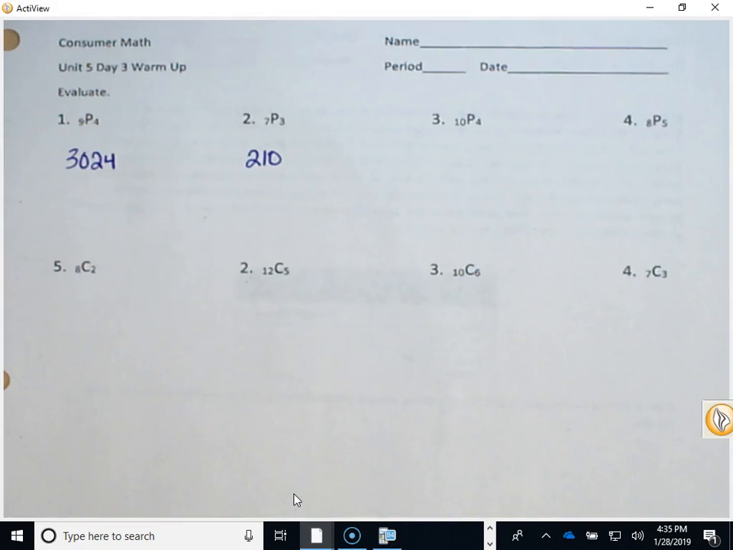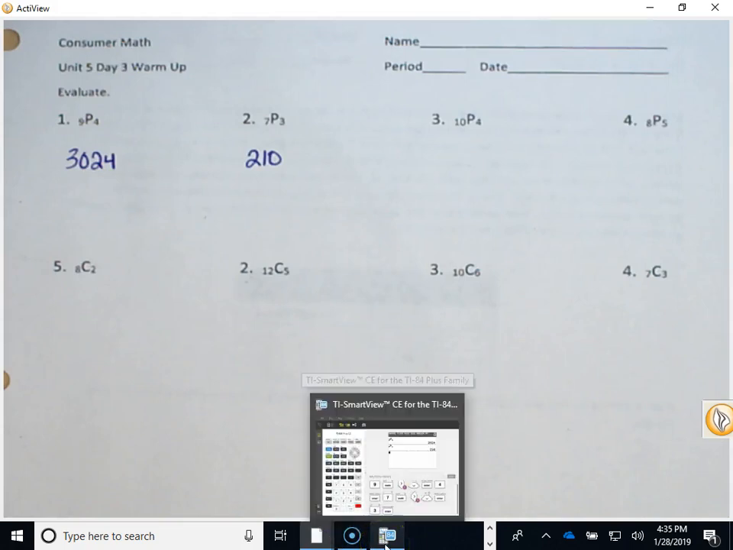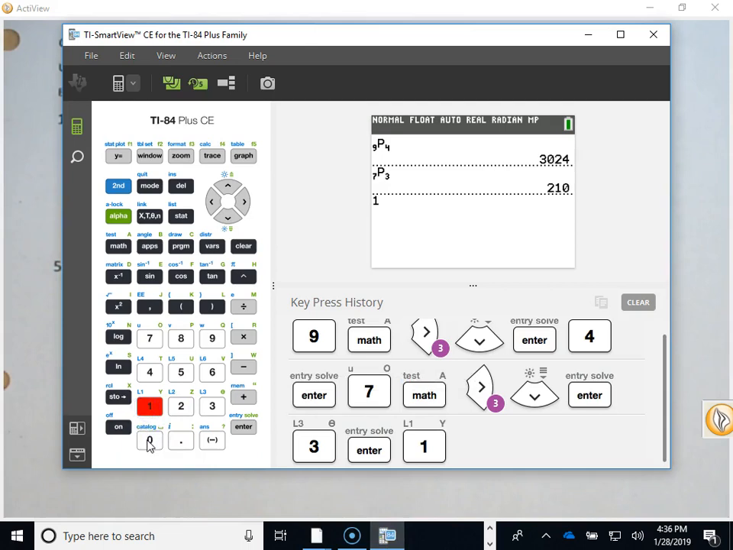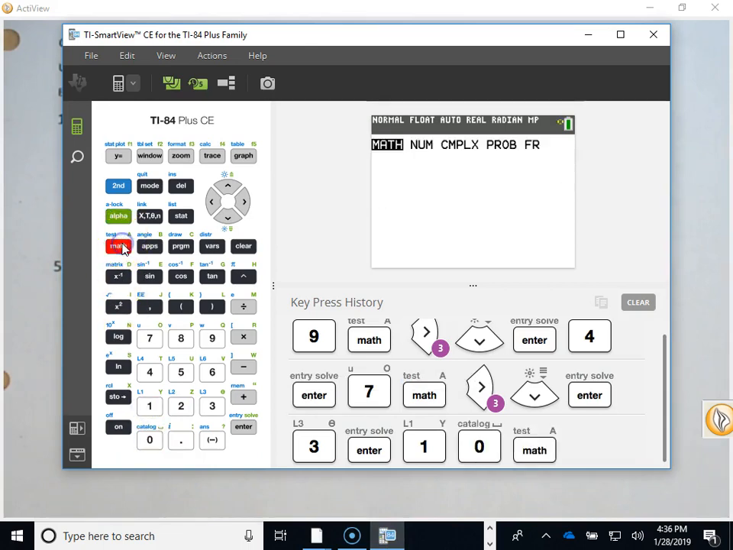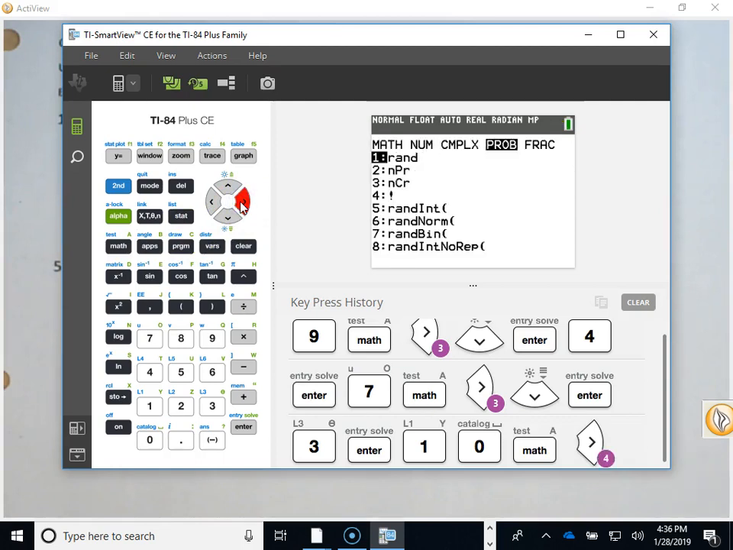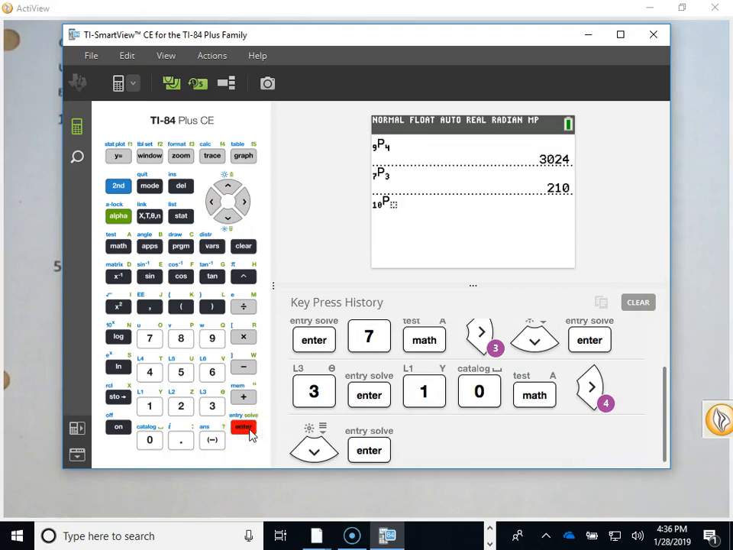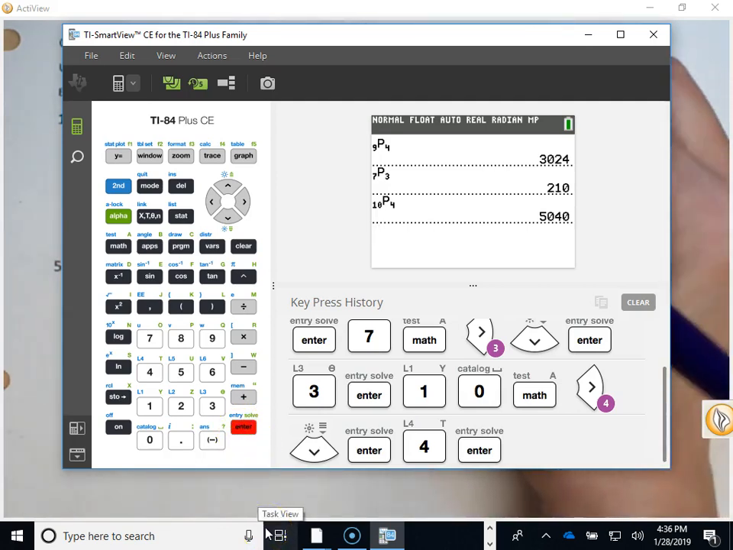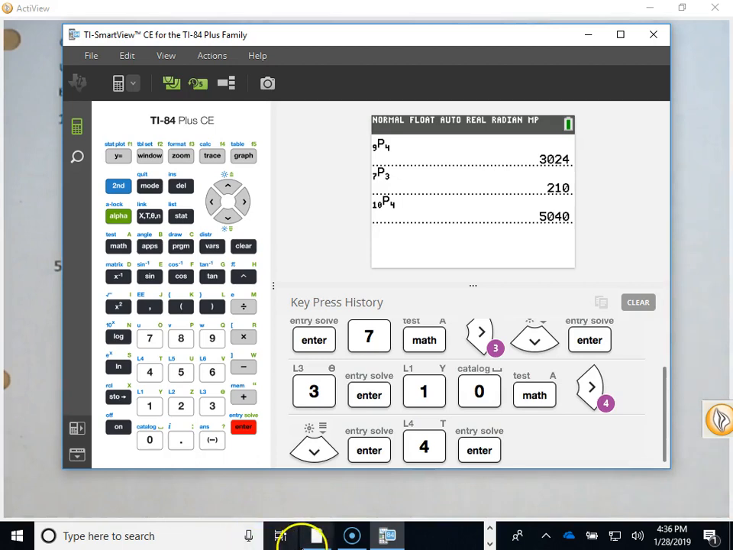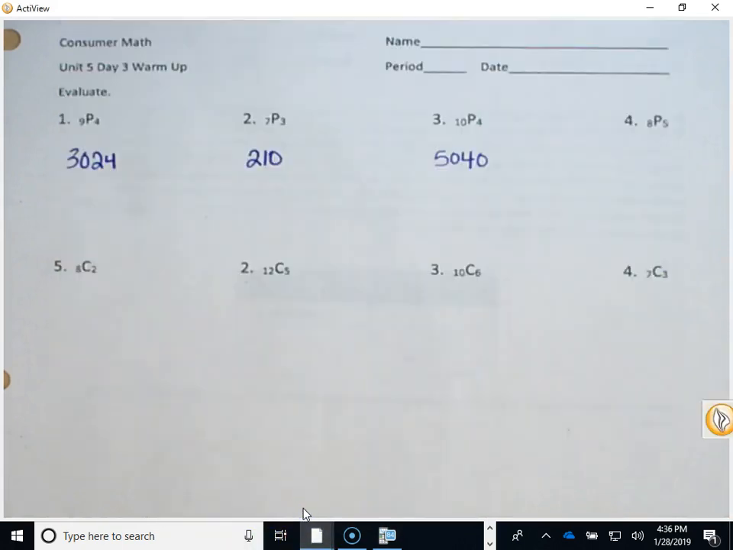Number 3 is 10 permute 4. So on your calculator, type in 10, then math, over to probability. And that's what we're going to be using that column a lot for this unit. And then we're going down to permute, so the second one down, hit enter, and then we're doing 4 and enter. So it's 5040. So make sure on your paper you get that answer down, 5040.